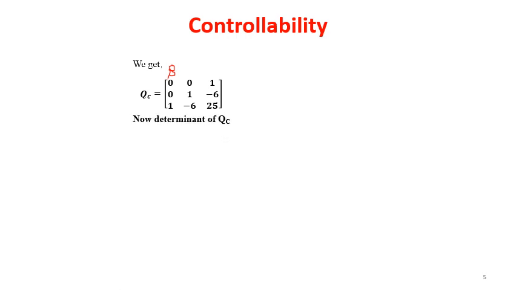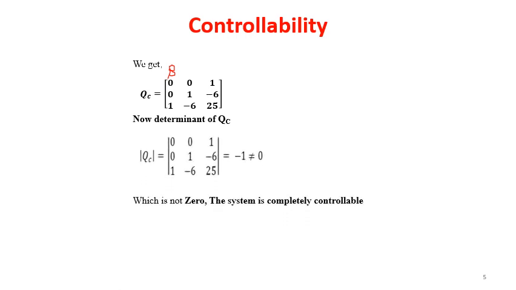Next, we need to check the controllability. For that we need to find out the determinant of QC. The determinant of QC, with rows 0 0 1, 0 1 minus 6, 1 minus 6 and 25, is equal to minus 1, which is not equal to 0. So as the QC matrix we found has a non-zero determinant, we can conclude that from Kalman's test the system is completely controllable.